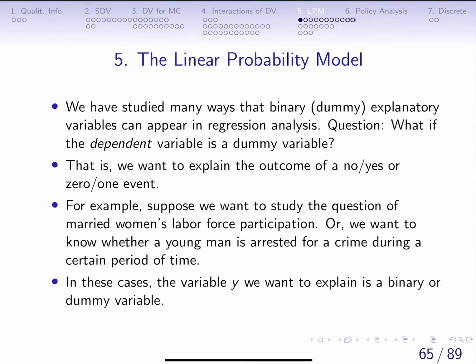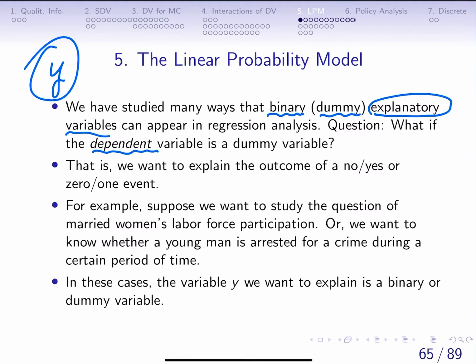In this video, we'll talk about the linear probability model. Now, remember that so far we've talked about binary or dummy variables that are introduced on the right-hand side. So they are actually explanatory variables that appear in our regression. But we haven't really spoken about what happens when our dependent variable, which is our y, becomes a dummy variable.